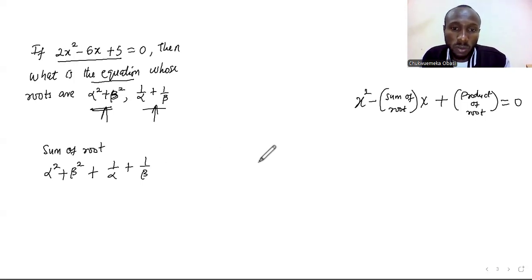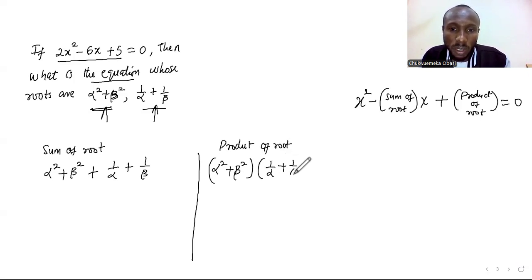Then we'll also get the product of the root. Let me put it down somewhere here. We'll get the product of the root. That is going to be the product of the root. That's going to be what? Alpha squared plus beta squared, then times 1 over alpha plus 1 over beta. That's the product of the root, right? So if I can get the sum of root, I'll just plug it in right inside here. If I get the product of the root, I'll just plug it right inside here. Boom. That's all. That's just what we want to achieve. We want to get the equation that has these guys as the sum of root and the product of root.